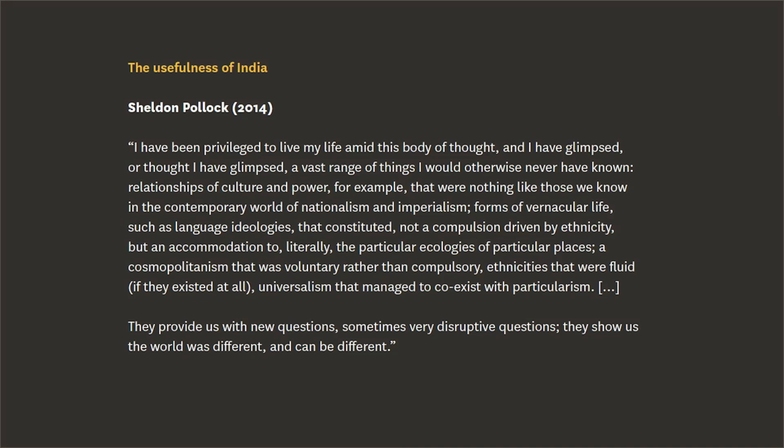Third, Sheldon Pollock here talks about the values embedded in Indian culture and everyday life. I won't bother to read the whole thing, but I draw your eyes to the last 2 lines, where he talks about us embedding good practice. But good practice is also about questions, new questions, sometimes disruptive questions, that show us that the world was different and, importantly, can be still different.